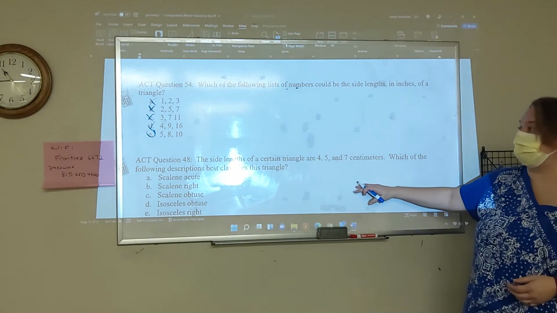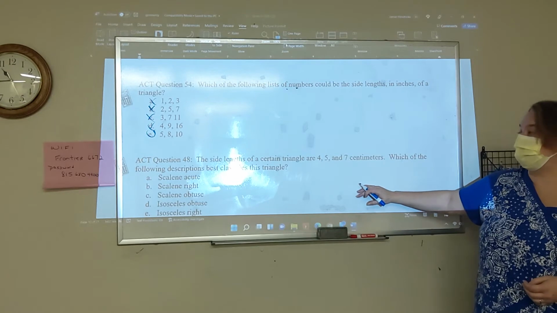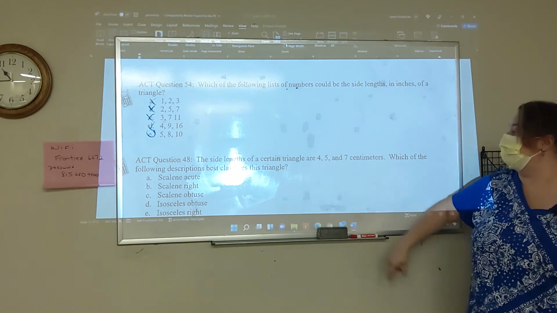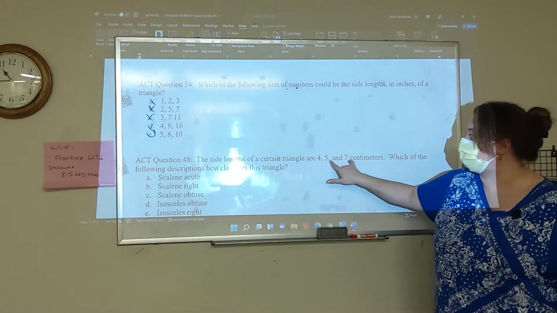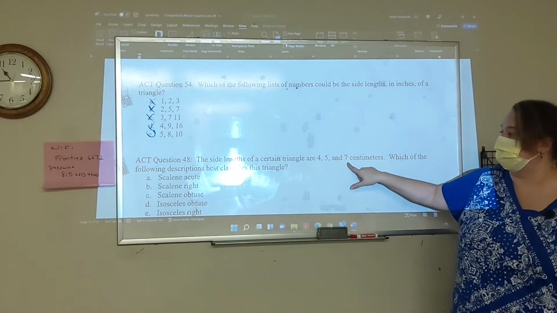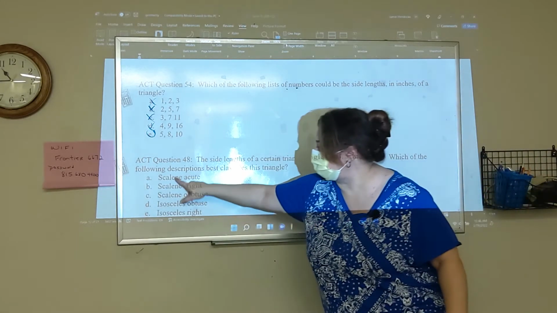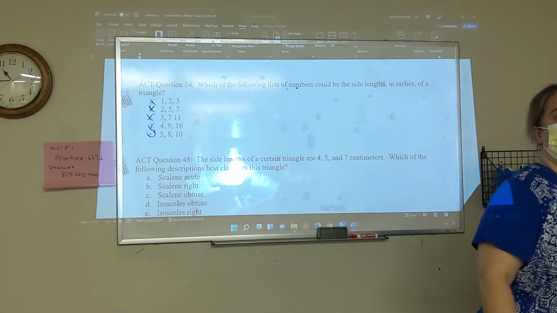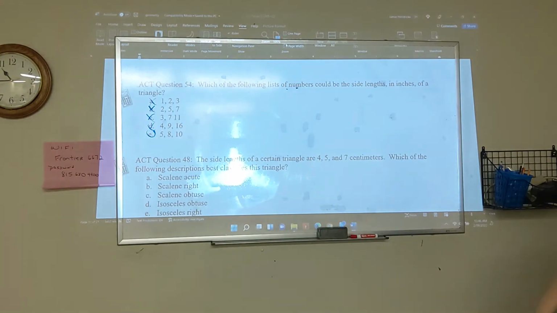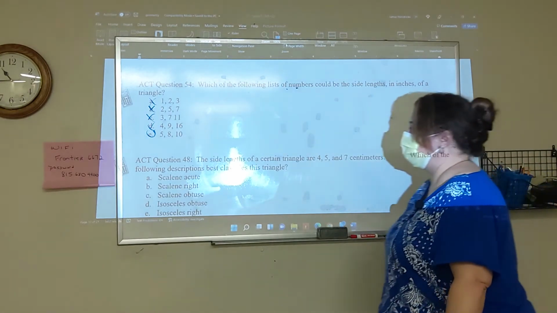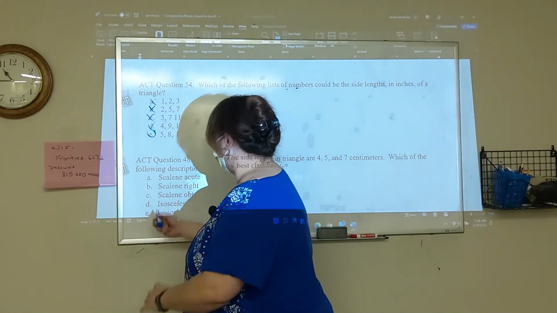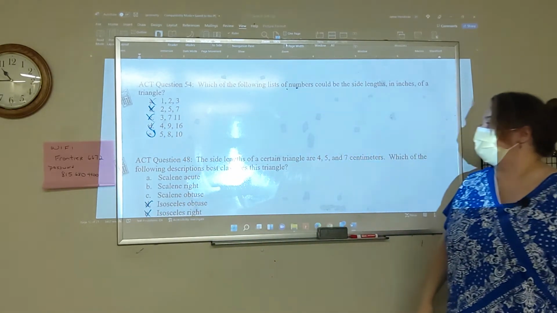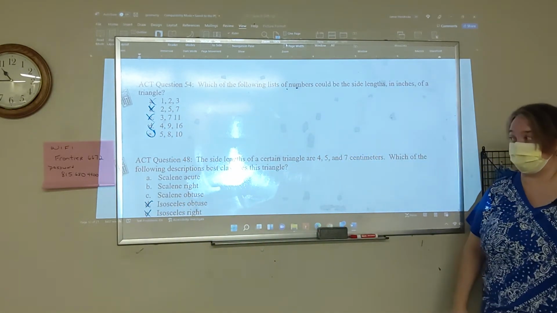Okay, 48. The side lengths of a certain triangle are 4, 5, and 7. Which is probably best classifies this triangle? So we have 4, 5, and 7. We have 3 different numbers. So let's look at the first word. Is it scalene or is it isosceles? It's got to be scalene. They're all different. If they're all different, it's got to be scalene. It can't be isosceles. Isosceles would have 2 equal numbers. So it's either scalene acute, scalene right, or scalene obtuse.